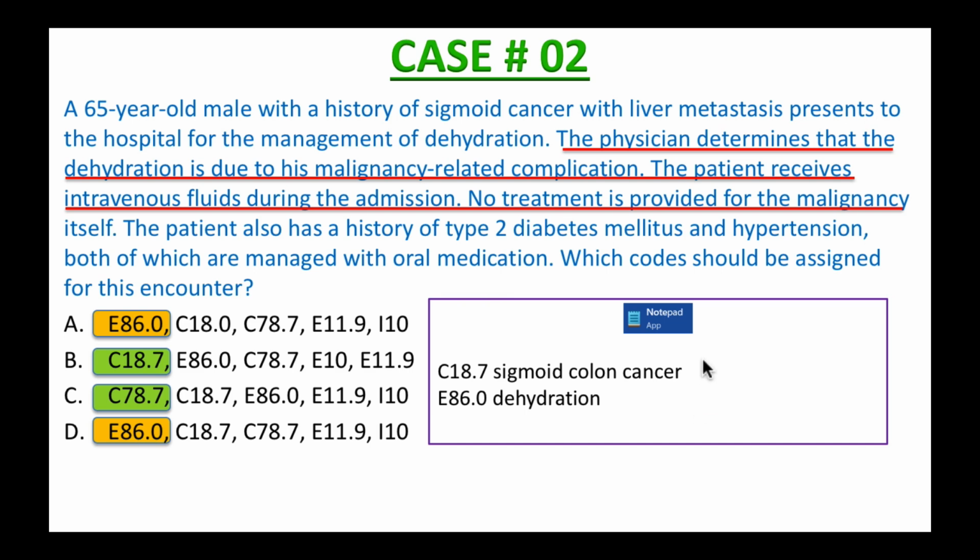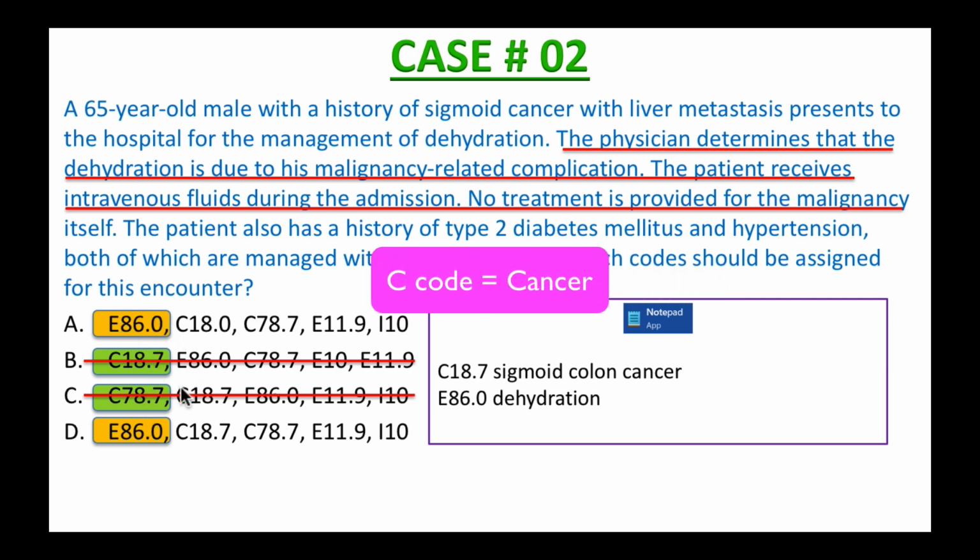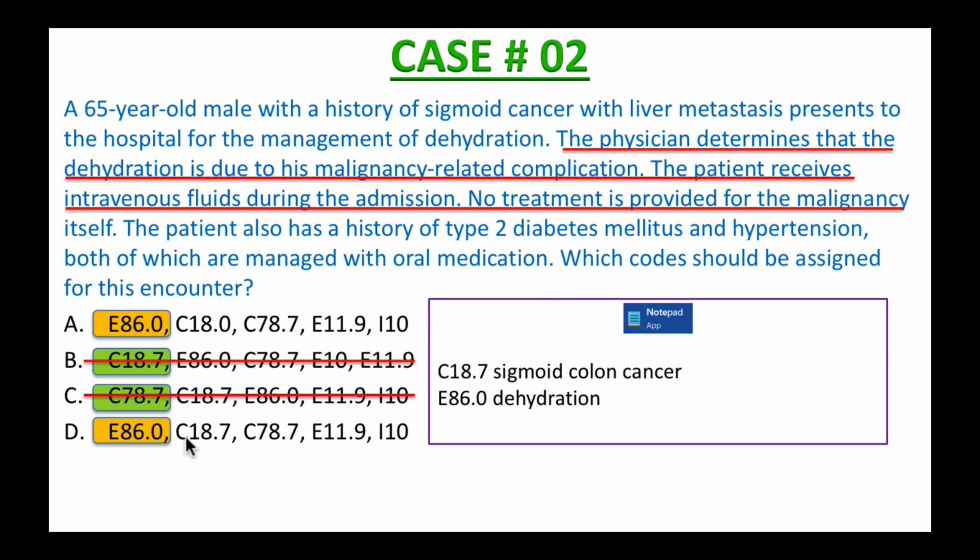That said, the first listed code must be E86.0 for dehydration, so we can eliminate B and C from here. A and D still remain. Based on this coding guideline, the next code should be the cancer C code. Both A and D have a C code, which is for cancer. You should know this by now. But D has C18.7, representing sigmoid colon cancer, which matches the case stating that the patient has sigmoid cancer. That said, the correct answer for this case is D.